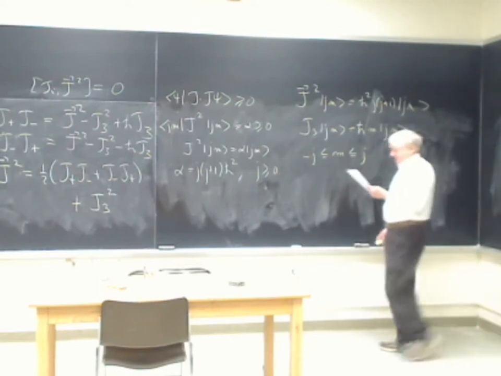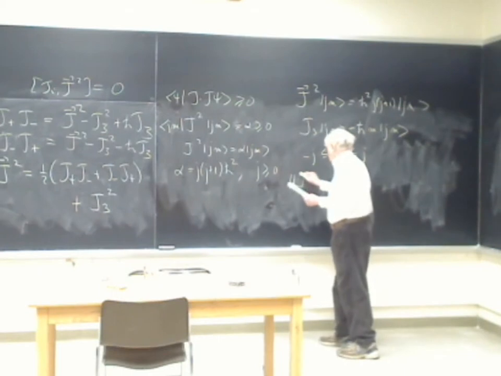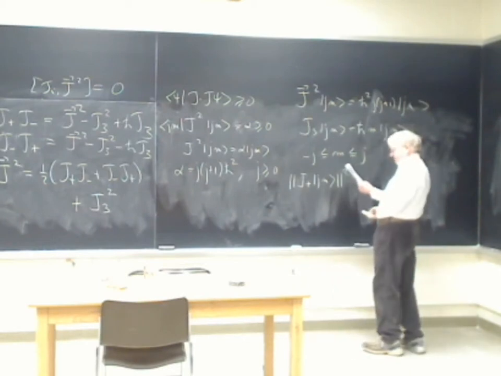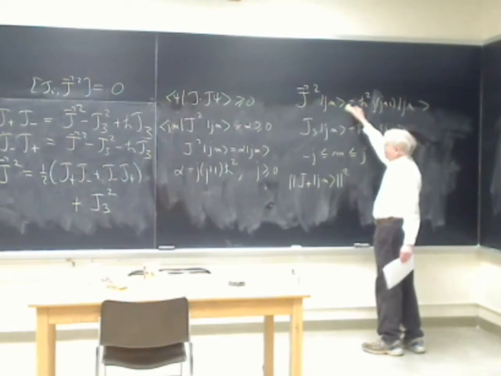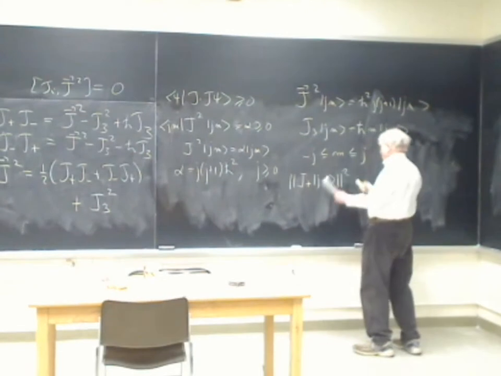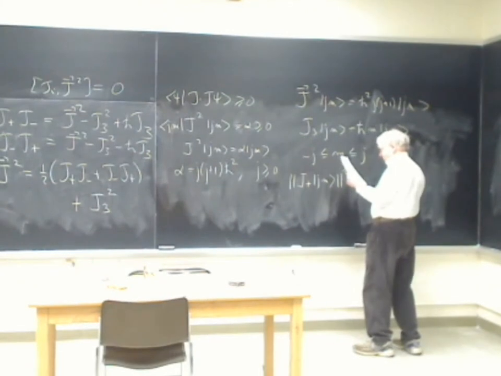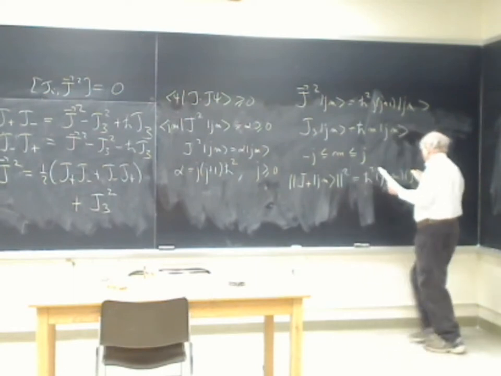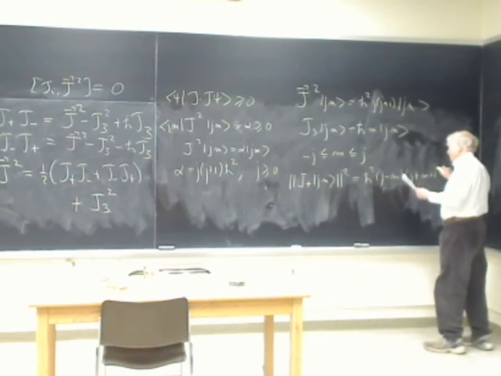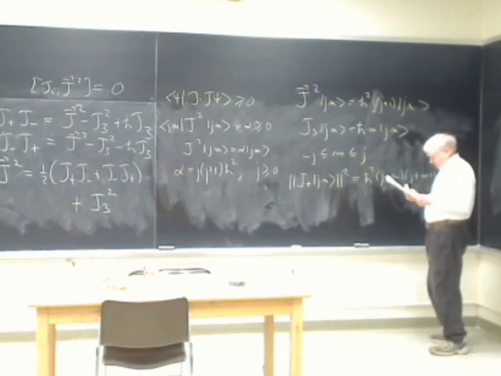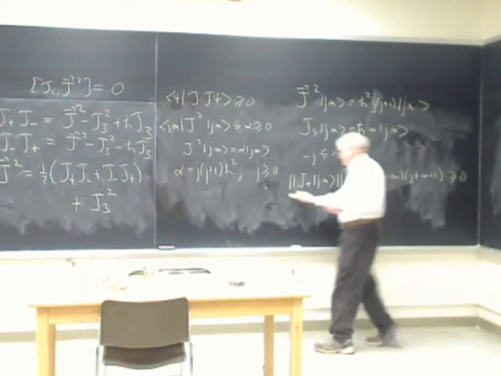And then we found that by considering the norm of J plus on the state Jm, assuming it's an eigenstate of these two quantities, which of course commute, because J3 commutes with J squared, we found that this was equal to h bar squared (j minus m)(j plus m plus 1), and that has to be greater than or equal to 0.